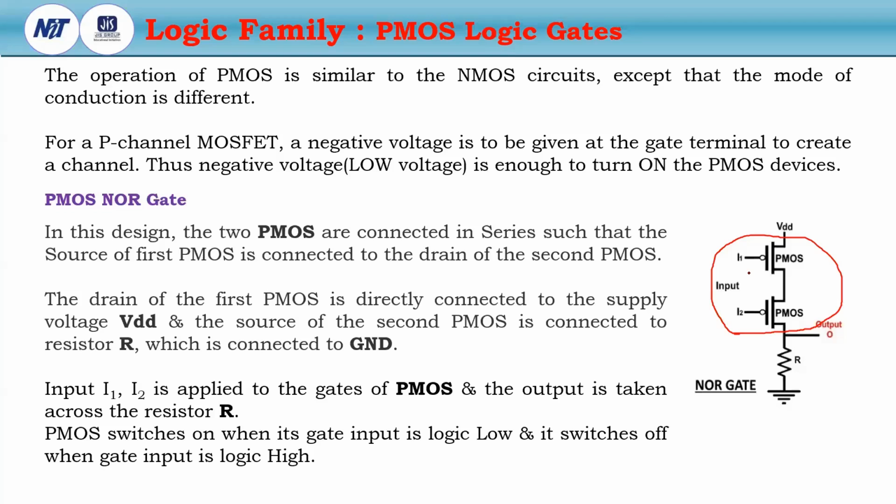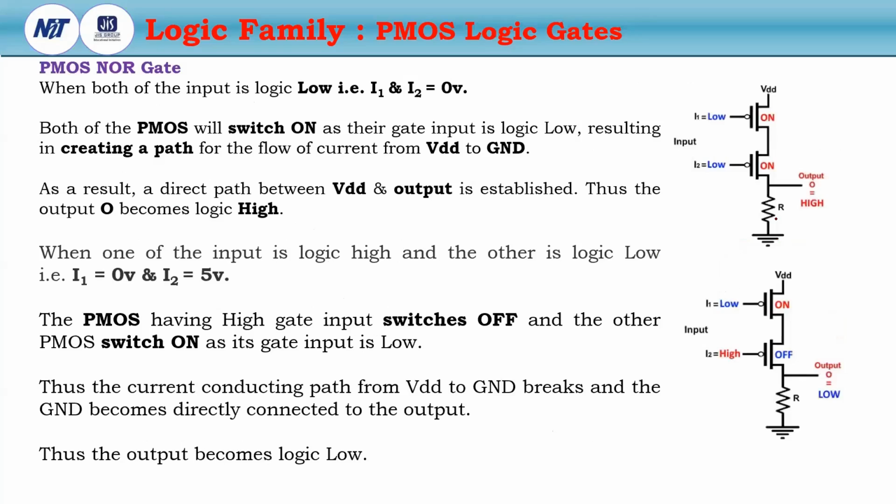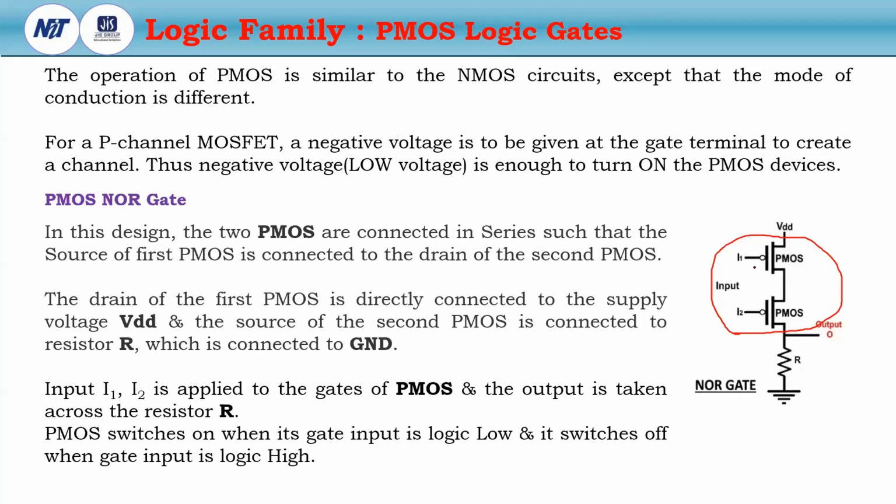So the basic difference is that if we enable NMOS, then we should put logic 1 at the gate. If we want to enable the PMOS, then we should put logic 0 at the gate of the PMOS. So now go to the operation. Now, this is the basic configuration of the NOR gate.